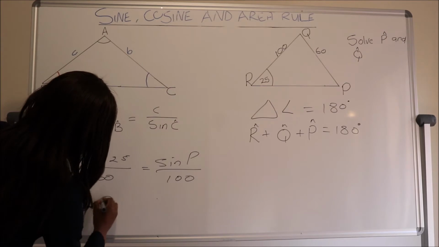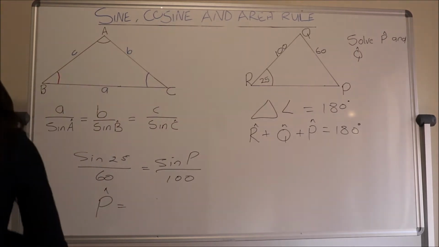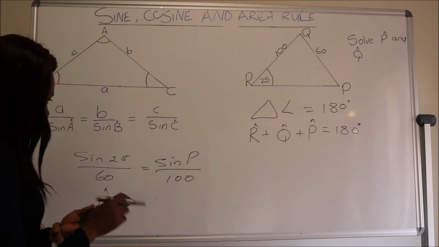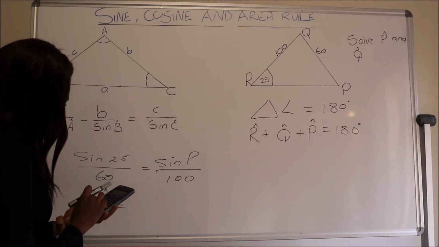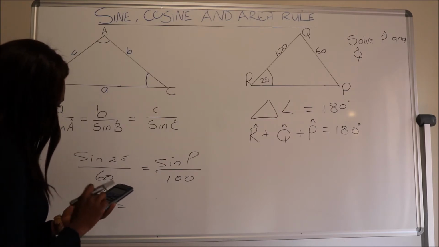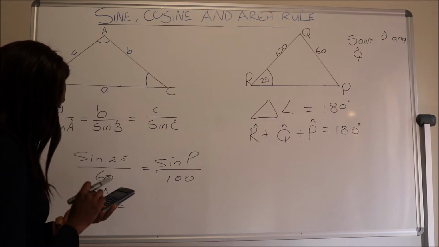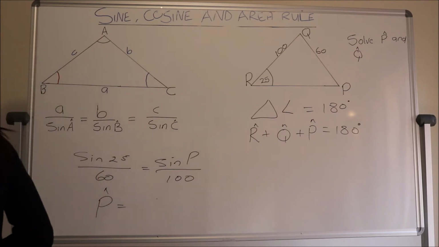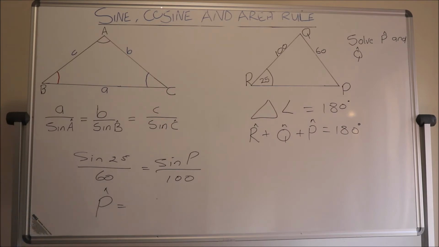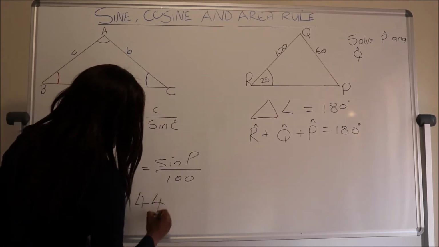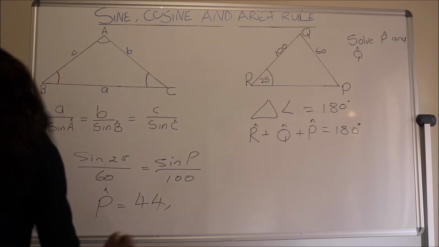Then that means that the angle of P, using my calculator, will be equal to the inverse sine of 100 sine of 25 divided by 60. It will be 100 sine of 25 divided by 60, and the inverse sine function of that will give me the angle of P, which is equal to 44.75 degrees.